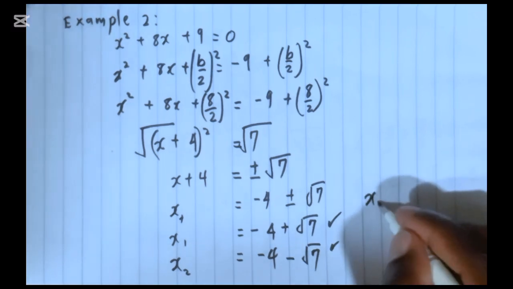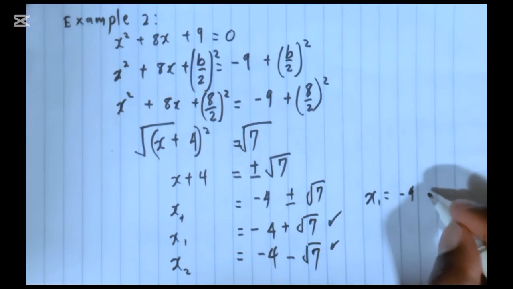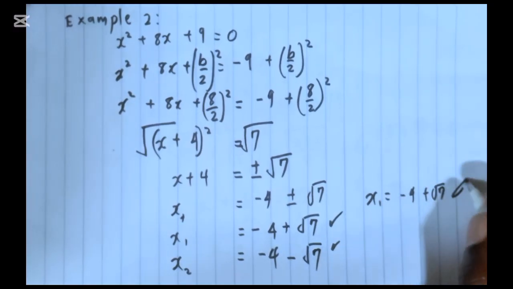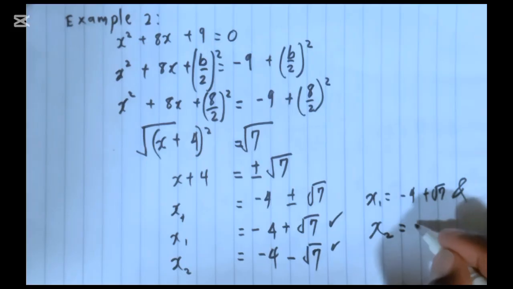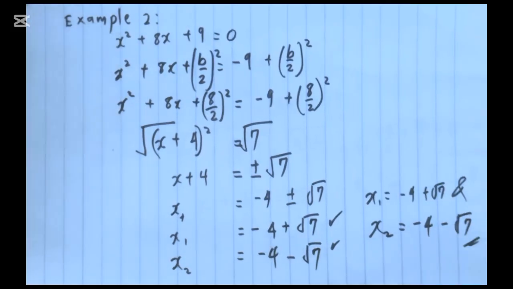So you can have x1 being equal to negative 4 plus root 7. If you want to simplify further from here, you can do it on your own, and x2 will just be negative 4 minus root 7. So that is it for the second example. I'm going to handle the last example where the value of a is not 1, so that you see how we actually deal with such situations.